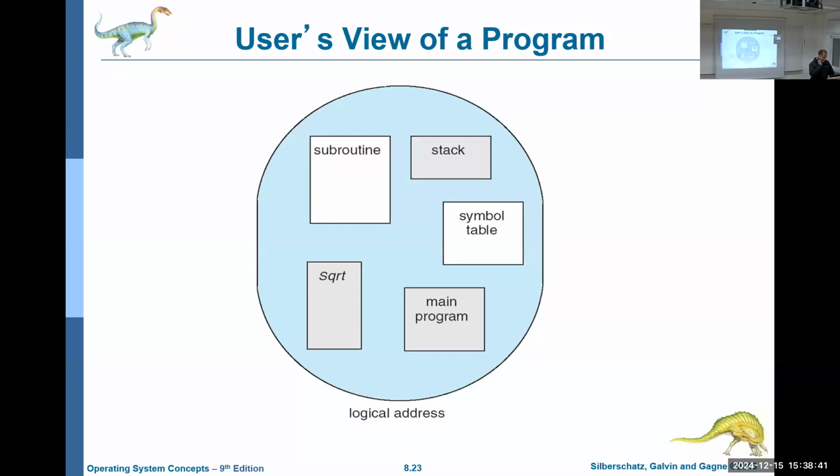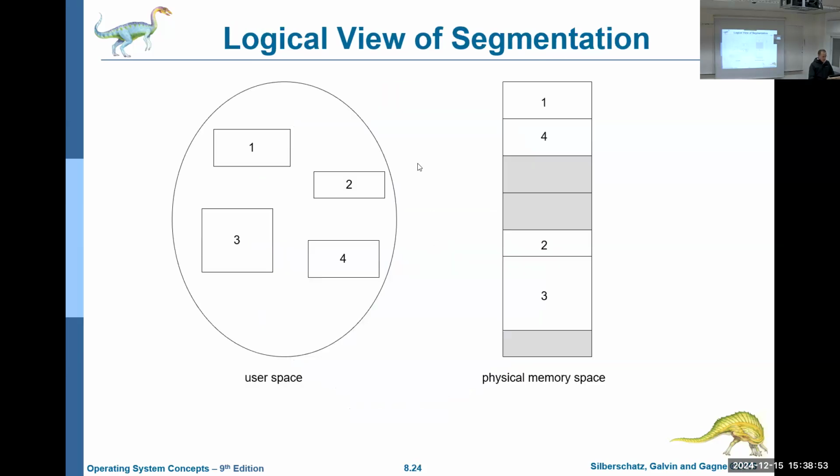So the user's view of the program is that he's got all these logical addresses, and in there he's got his stack and his symbol table, his program, his functions. Now what we'll do is take that logical view and map it to different places in memory. So you see that we'll put all the different sections in different places in memory.